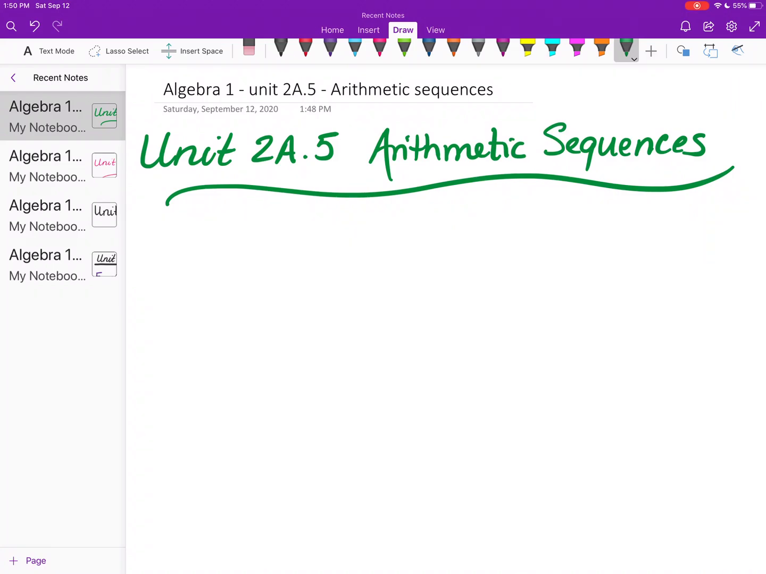Okay, Unit 2A-5, Arithmetic Sequences. Let's talk about what a sequence is to start with. A sequence is a set of numbers in a certain order. You learned a sequence from the very first time you started counting: 1, 2, 3, 4, 5. It's a set of numbers in a certain order.